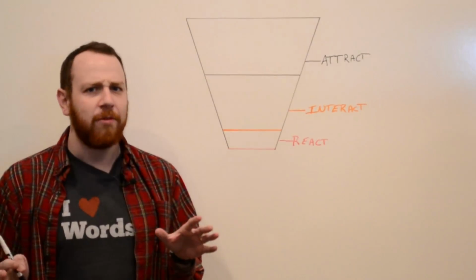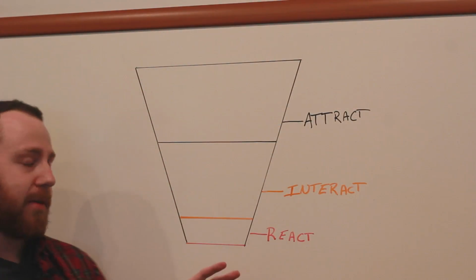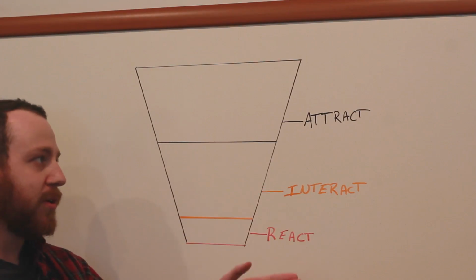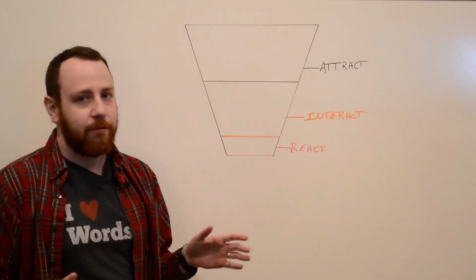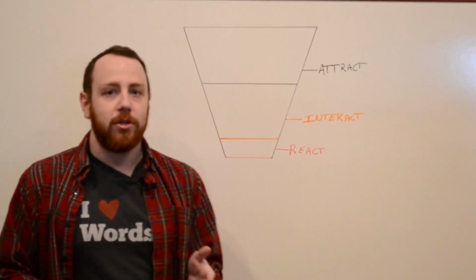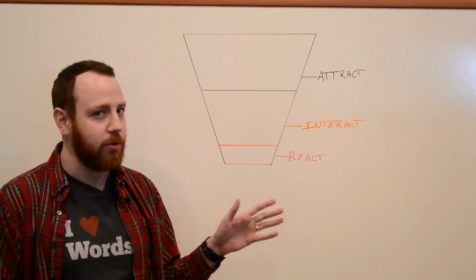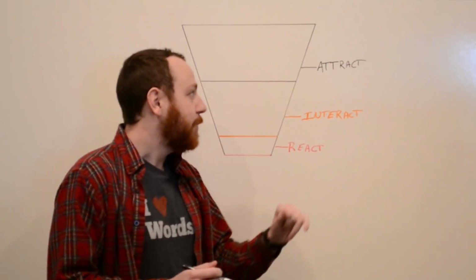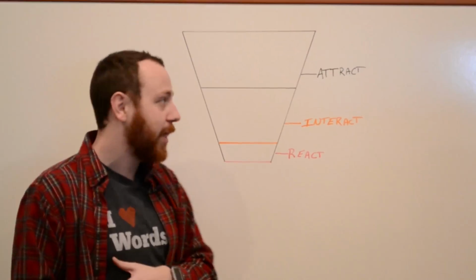Now that we've defined content, we can get into the content funnel. This right here is a very basic content funnel. It's broken down into 3 stages: attract, interact, and react. Every content funnel is going to be different, and I would encourage you to fill this out a little bit more with some more steps. But for the sake of this example, we'll just use these 3. The first step is the top of the funnel. This is very similar to a sales funnel, if you know what that is.